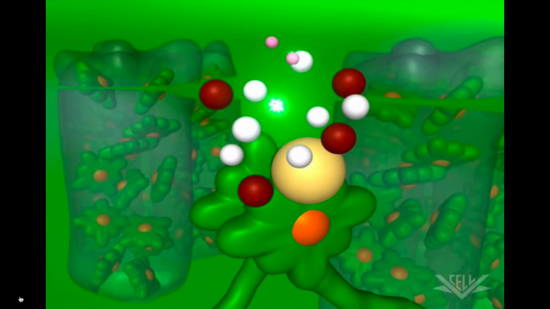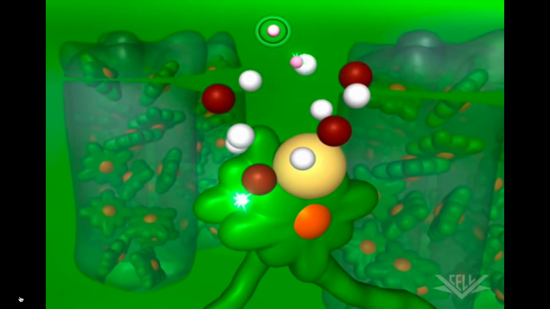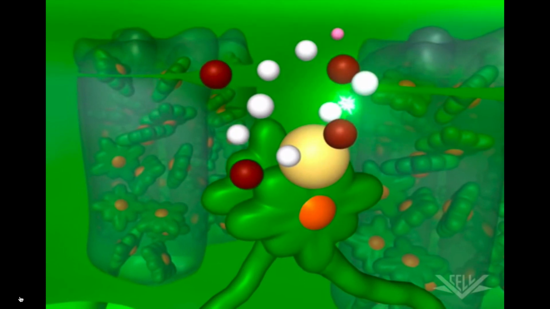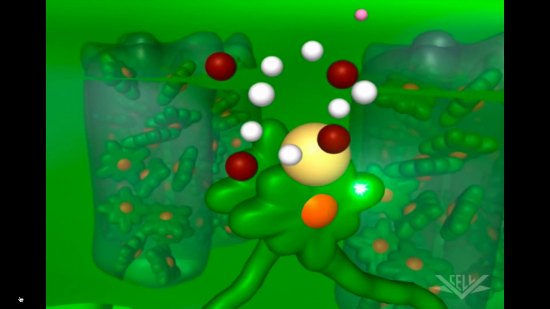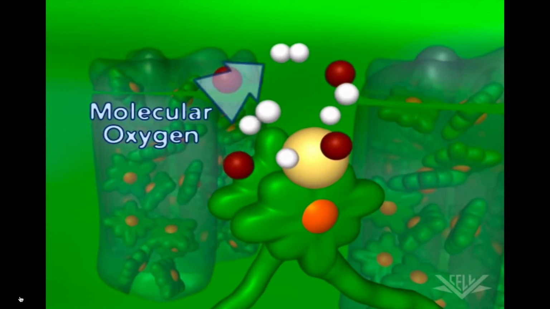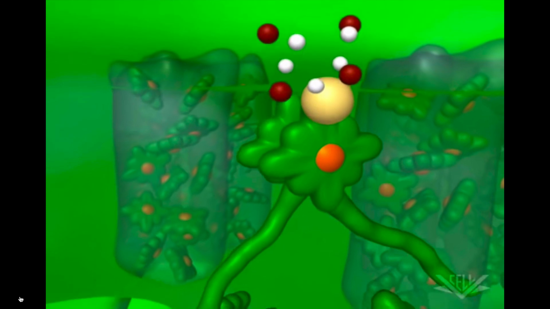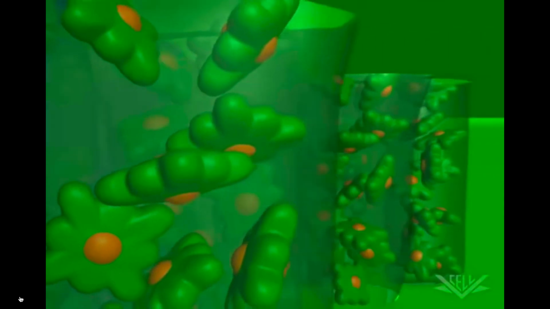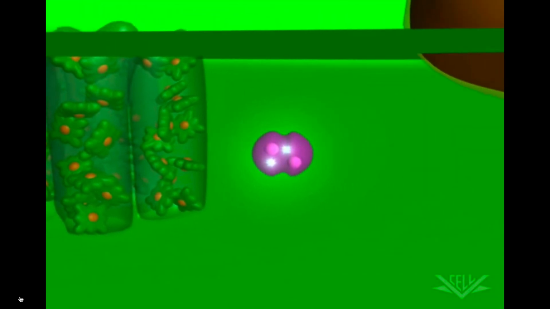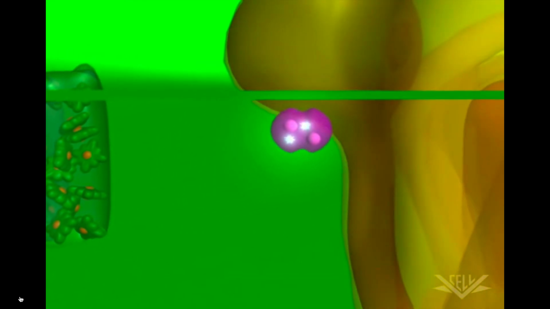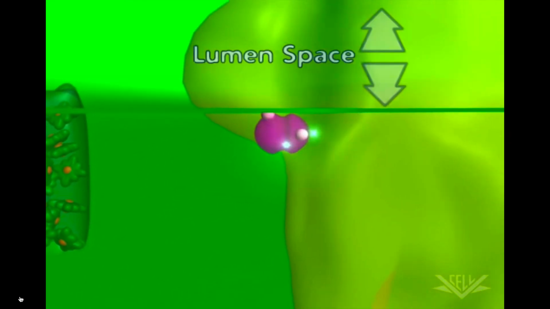Water splitting also releases hydrogen ions into the lumen. This contributes to a hydrogen ion gradient, similar to the one created by mitochondrial electron transport. After 2 water molecules have been split, 1 molecule of molecular oxygen is created. Plastoquinone QB then transfers the 2 electrons to the cytochrome B6F complex. The 2 protons it picked up are released into the lumen.